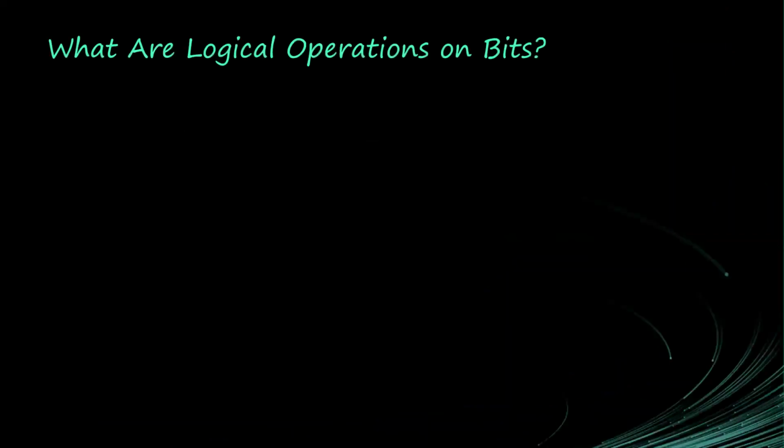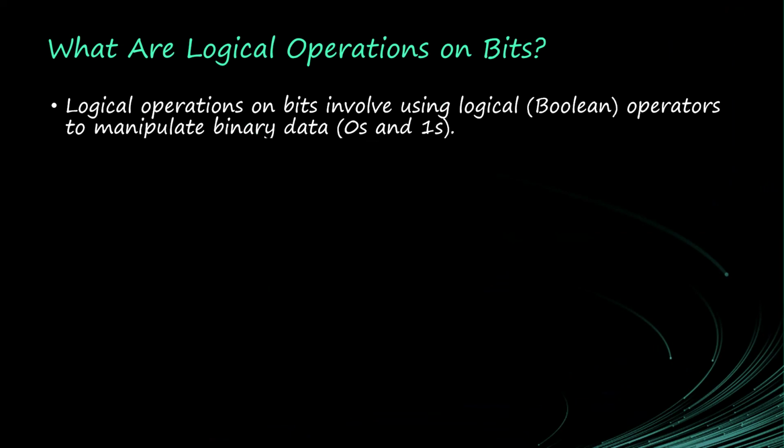So, what are logical operations? Logical operations on bits involve logical operators to manipulate binary data. So we have the zeros and ones, which are our bits. But instead of arithmetic operators like plus or minus, we have other operators that we call logical operators, something like the AND operator, the OR operator, the NOT operator, the exclusive OR operator. We'll be taking a look at them one by one.